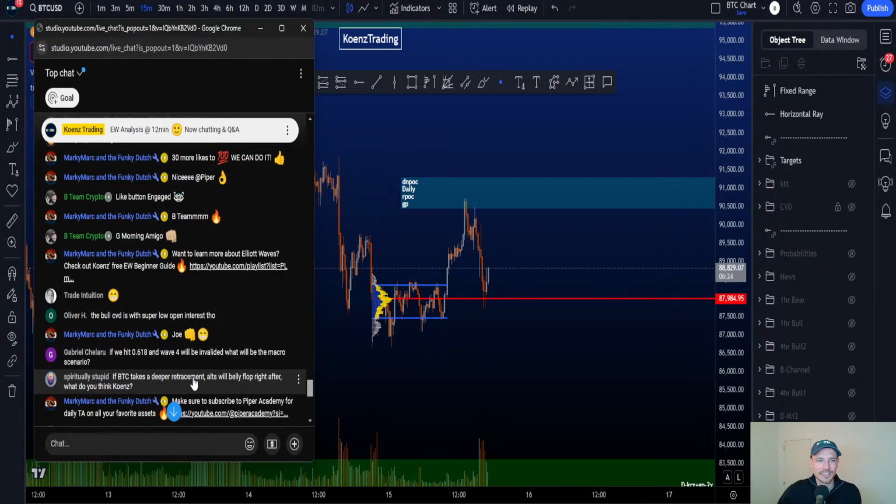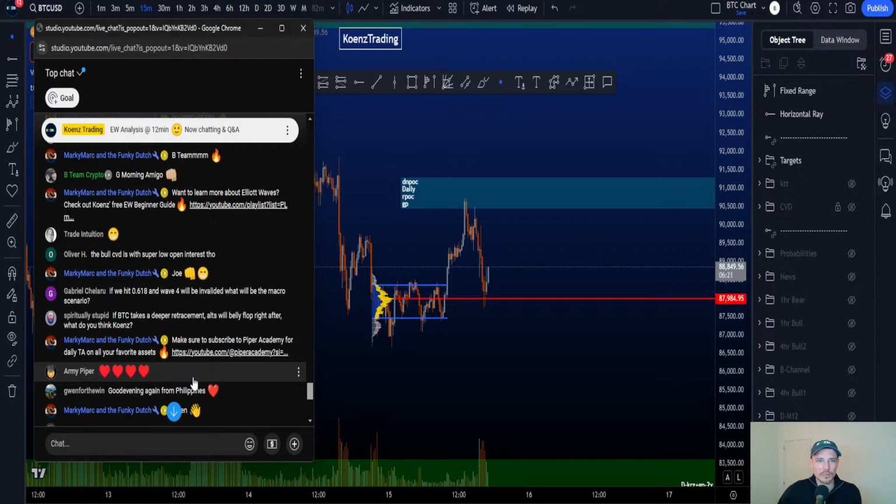Very nice. If we hit the 618 and wave 4, what will be the macro scenario? But then you would need to hit 77k, and then you can only have, for the bulls, only another 1-2 left with the invalidation at 66k. If Bitcoin takes a deep retracement, alts will belly flop right after. What do you think? Generally, alts follow the movement of Bitcoin, right? Of course, in a different degree. Sometimes if Bitcoin pushes, alts can stay quite stable, but generally, of course, they move in the same direction.